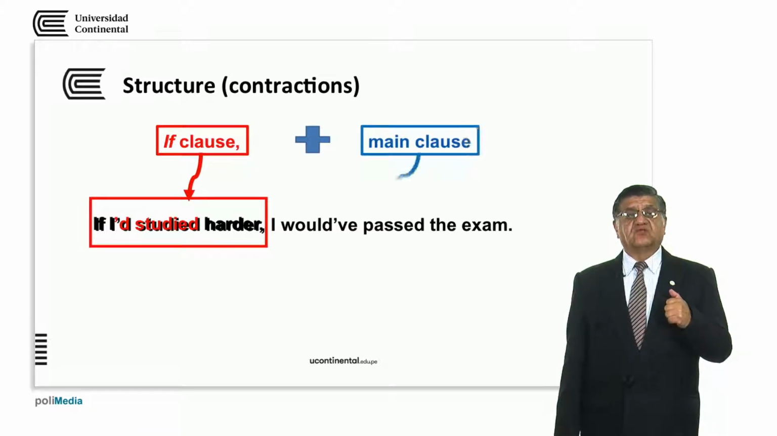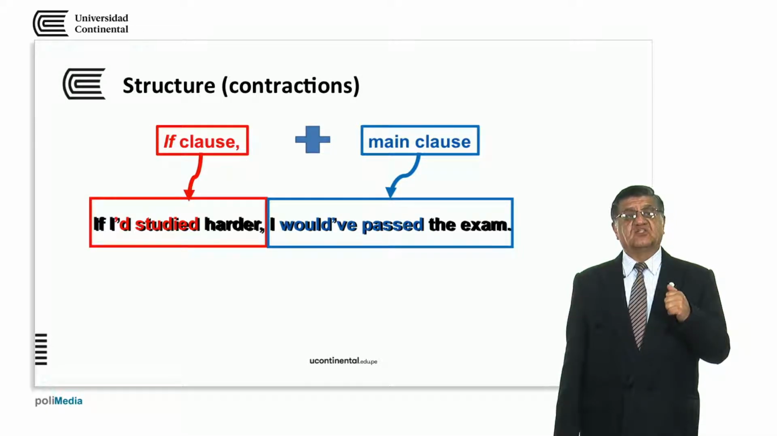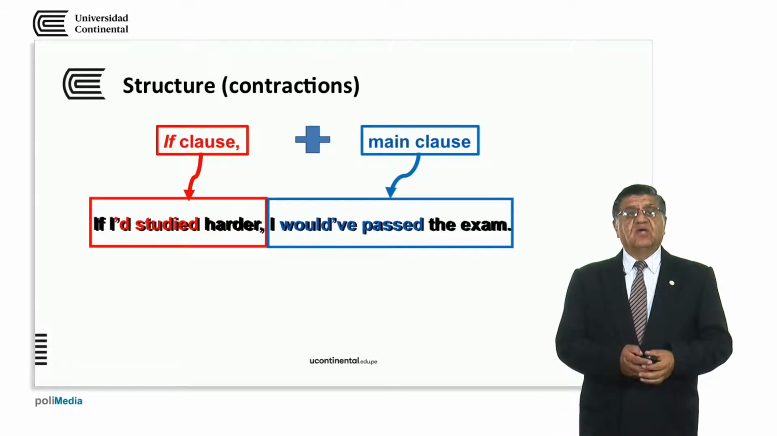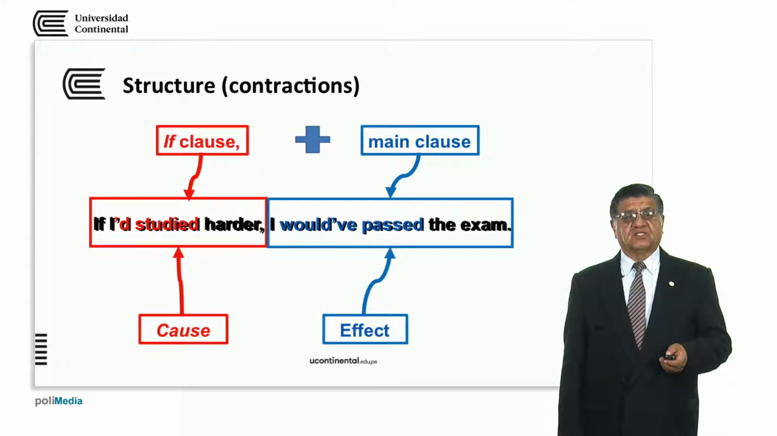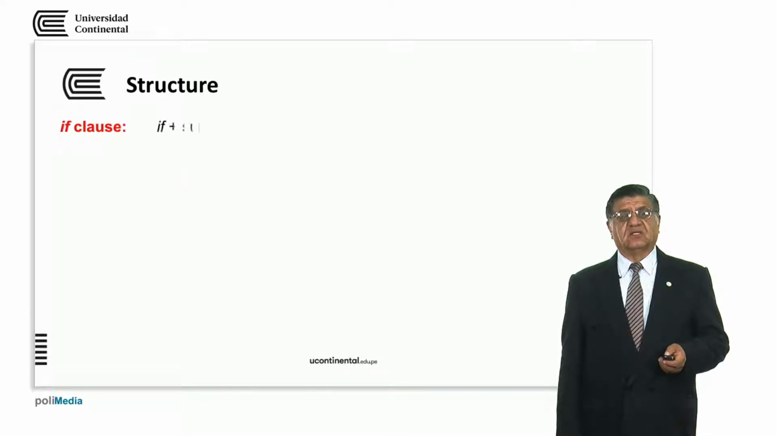The if clause with contractions. If I had studied is if I'd studied. We contract I had to I'd. And in the main clause, we contract would have to would've passed the exam. If I'd studied harder, comma, remember the comma, I would have passed the exam. The cause is the if clause and the effect is the main clause. Okay? Try to remember this: the past perfect in the if clause and the perfect conditional in the main clause.